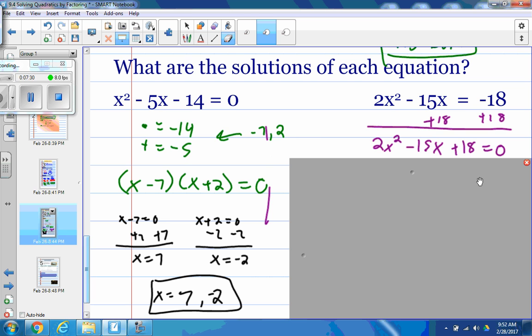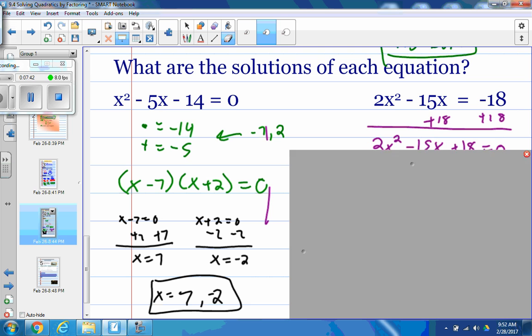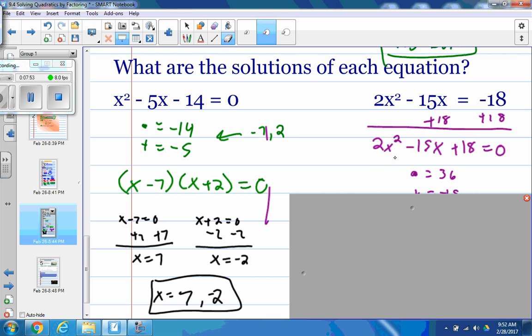Now the one on the right is one of the trickier ones to factor. So first of all, we need the right side equal to 0. Don't forget that you have to add 18 to both sides so that you have the quadratic set up. So we have 2x squared plus 15x plus 18 equals 0. Now we can try to factor it. But here again, we have an a value. So we're looking for something that multiplies to equal 2 times 18, which is 36, and adds to equal 15.